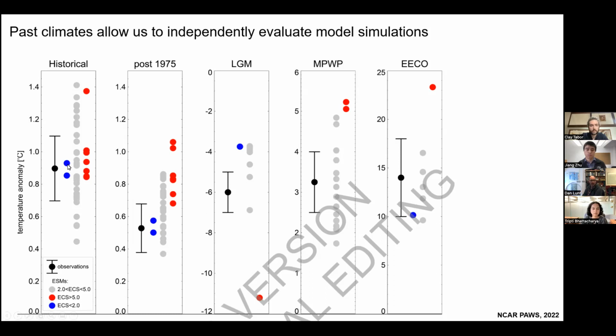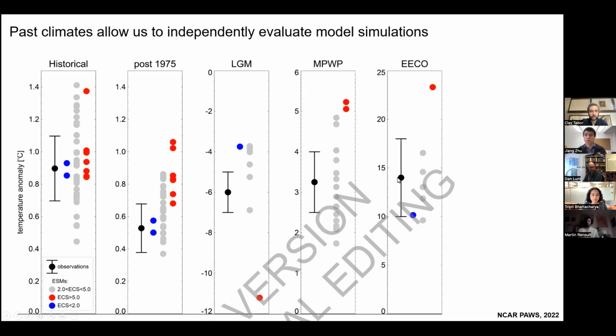In the black circles and their uncertainty, we basically have the observations. In this case, historical observations of warming since 1850, here we've got about 1 degree C or so. Warming since 1975, about 0.5 of a degree in observations. Eocene warming, for example, about 15 degrees compared to pre-industrial. What the colored circles are showing you are GCM estimates of that same observed warming. So each circle is a different GCM.